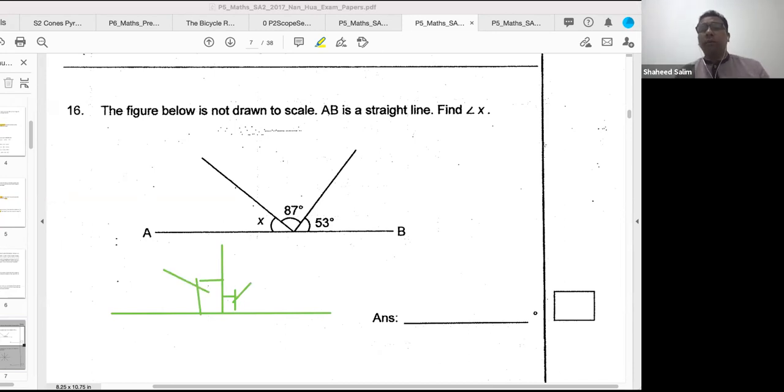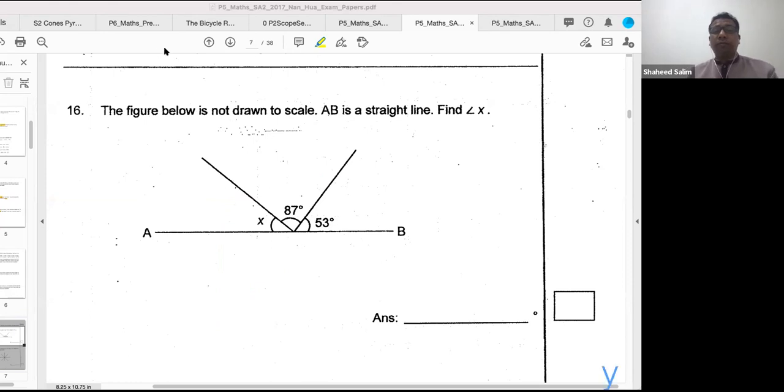So this one and this one, how much is it? If you don't know, I'm showing you step by step how to find it. One straight line is how many degrees? This is 90 degrees, this is 90 degrees. The whole thing is 180 degrees. Then take 180 minus 53 minus 87. You get 40 degrees. Okay? 180 minus 87 minus 53, you get 40 degrees. Very good, Myra. Very good.